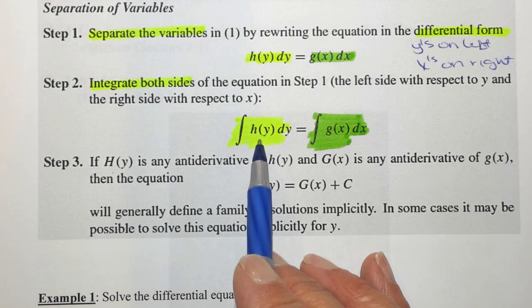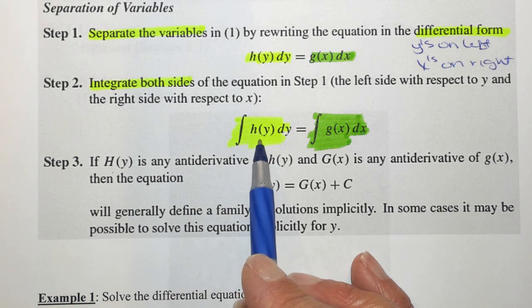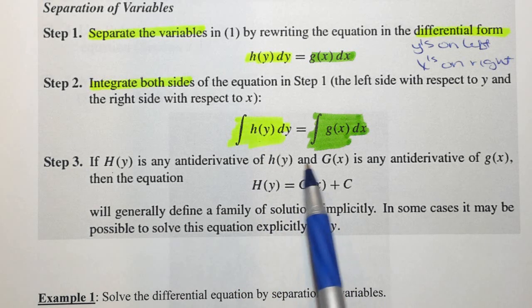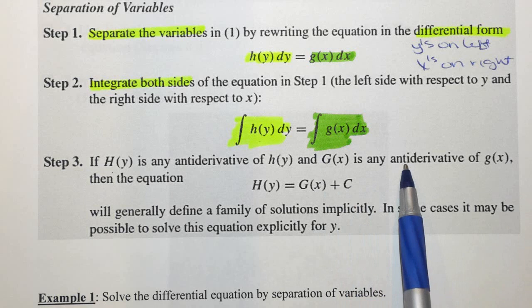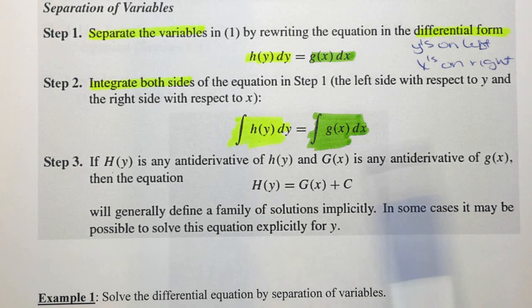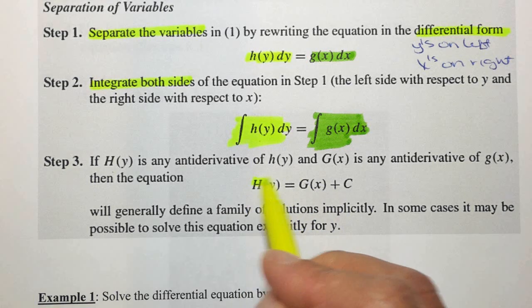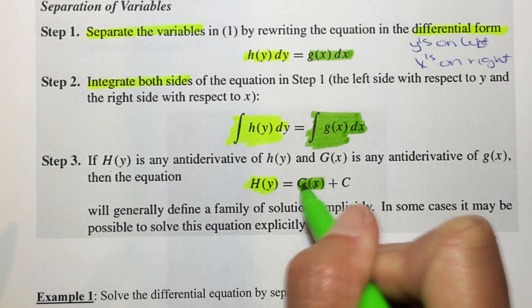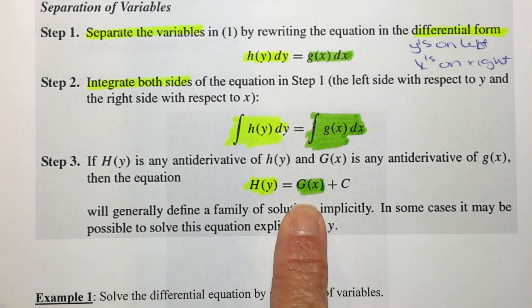lowercase h of y, meaning the derivative of y prime dy is just y. You're going backwards, okay? And capital G of x is any antiderivative of lowercase g of x, then this is the equation that you'll get. So what you have is H of y, meaning you integrated with respect to y, and then you have capital G of x, because you integrated with respect to x.